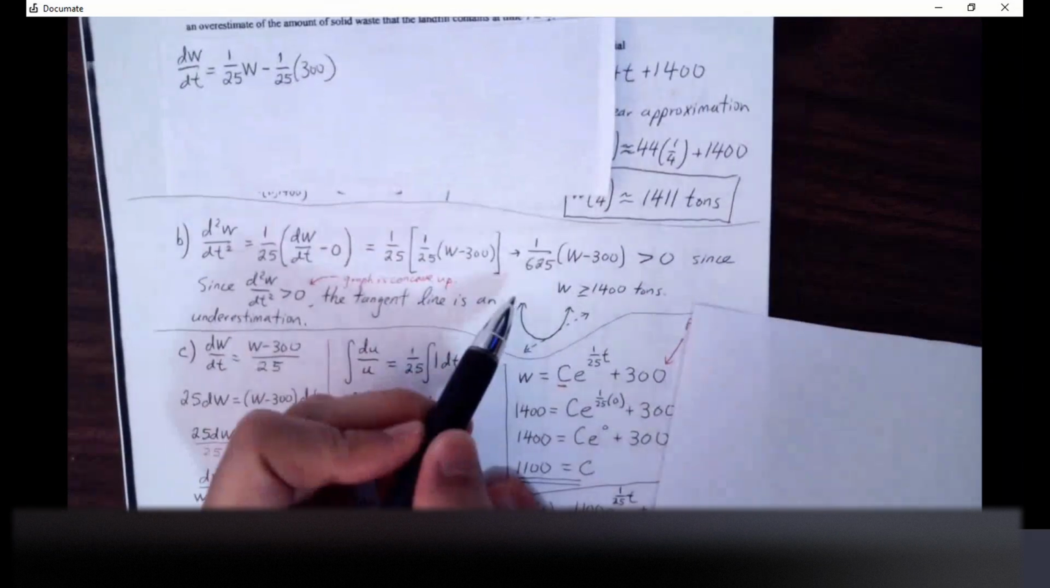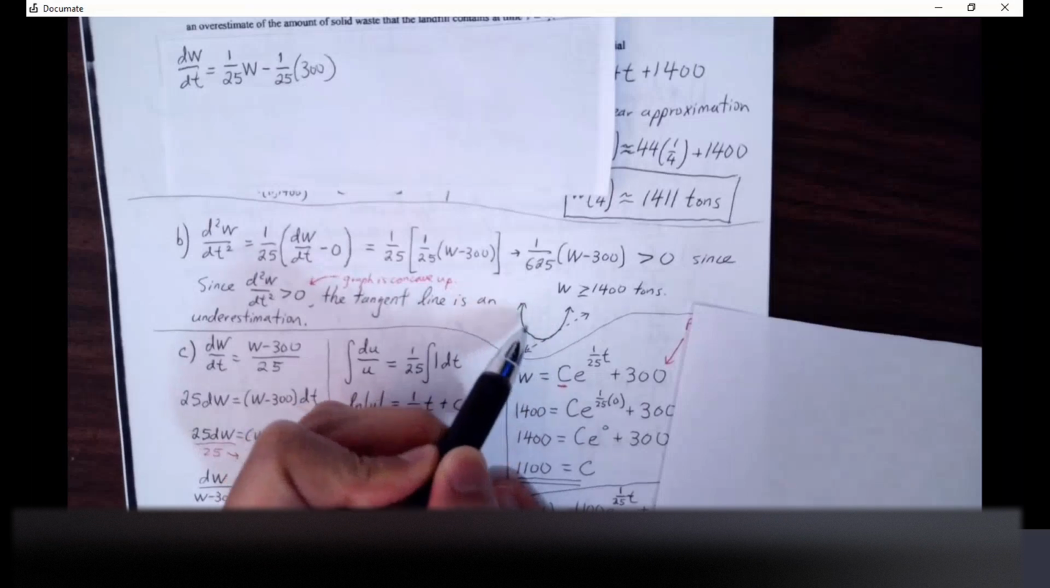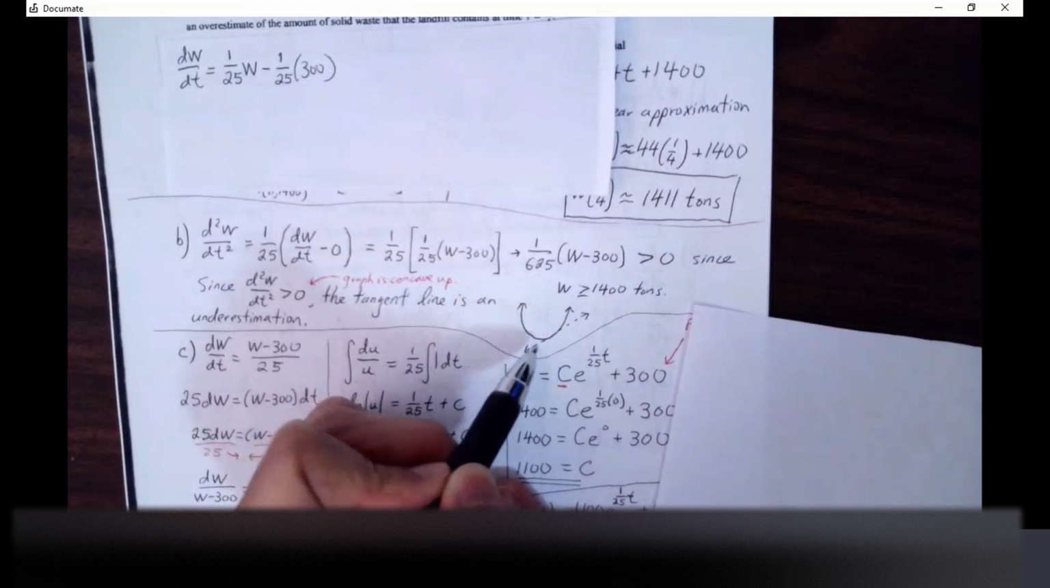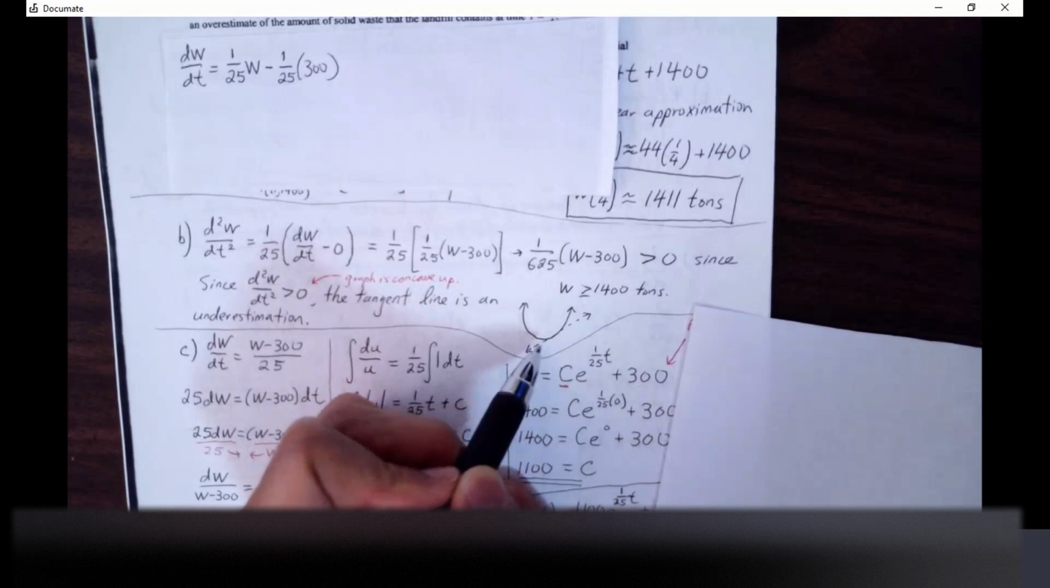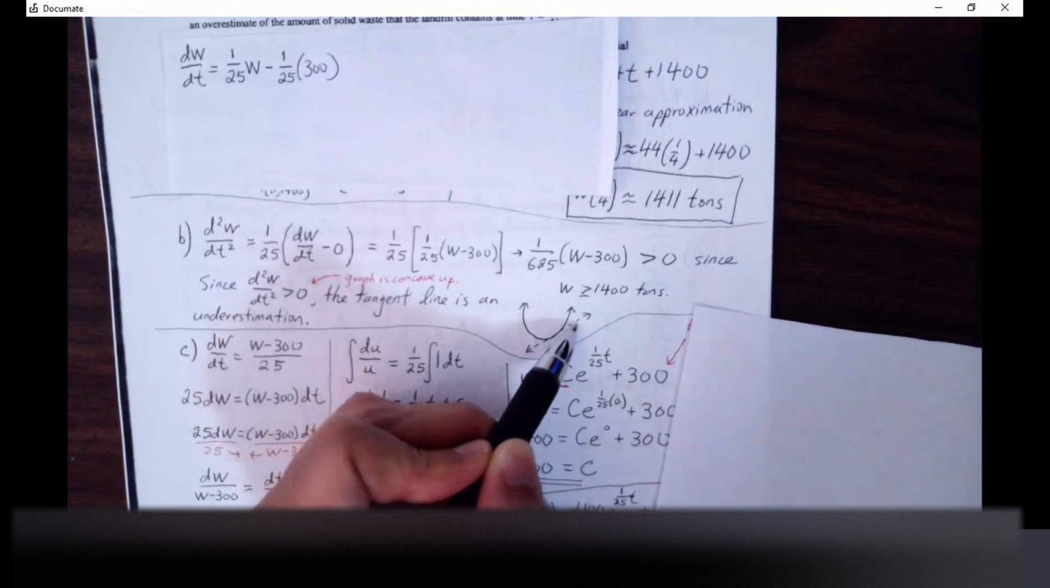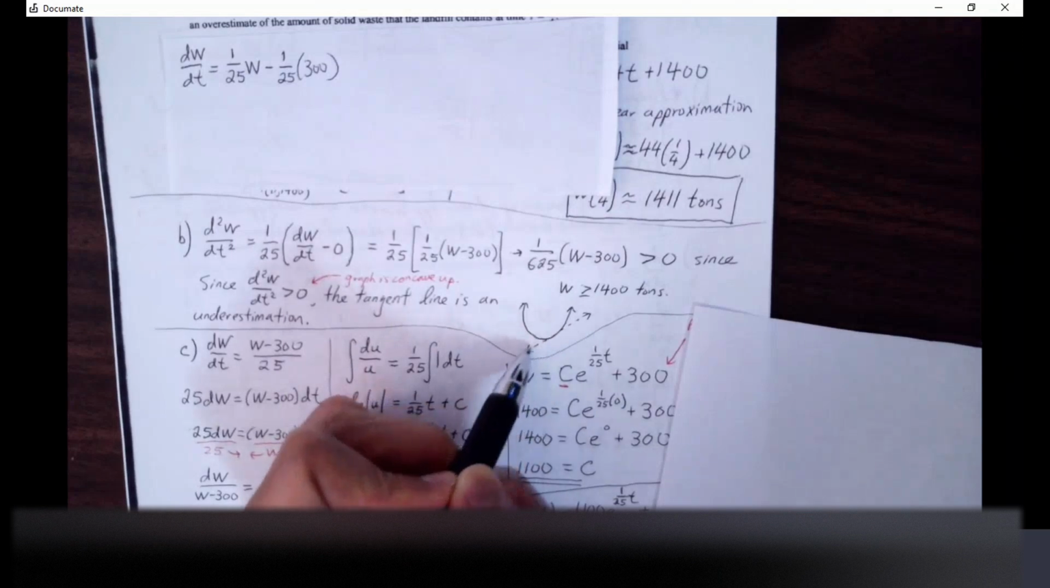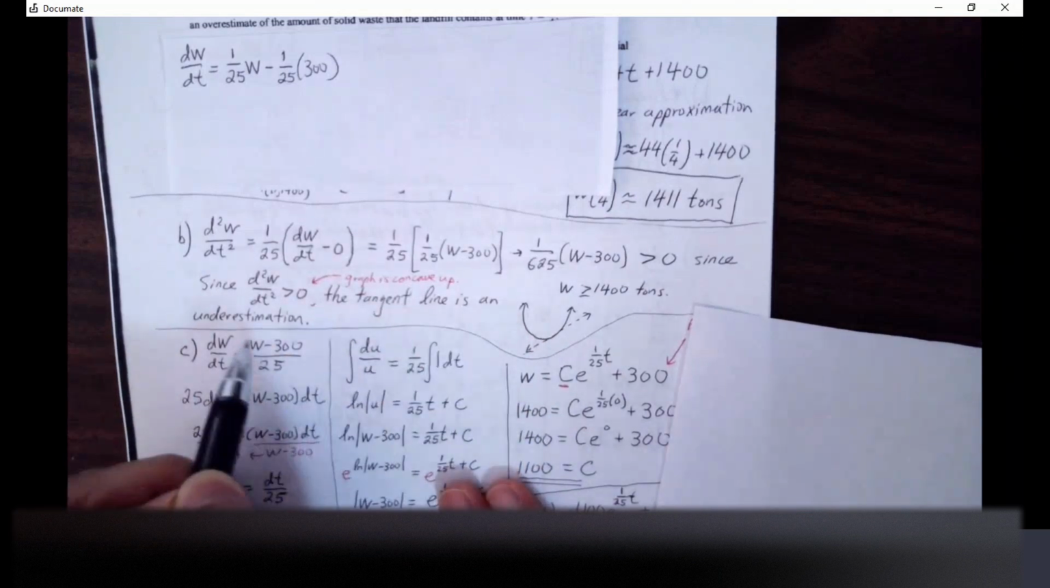If the graph is concave up, that means the graph looks like this. If the graph looks like this, we know that any tangent line to a concave up graph will end up underestimating a point on the curve. So we know the tangent line is an underestimation.